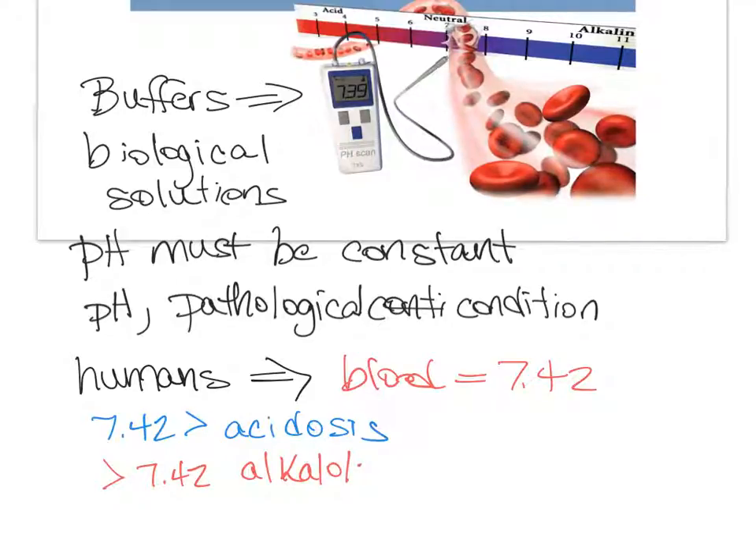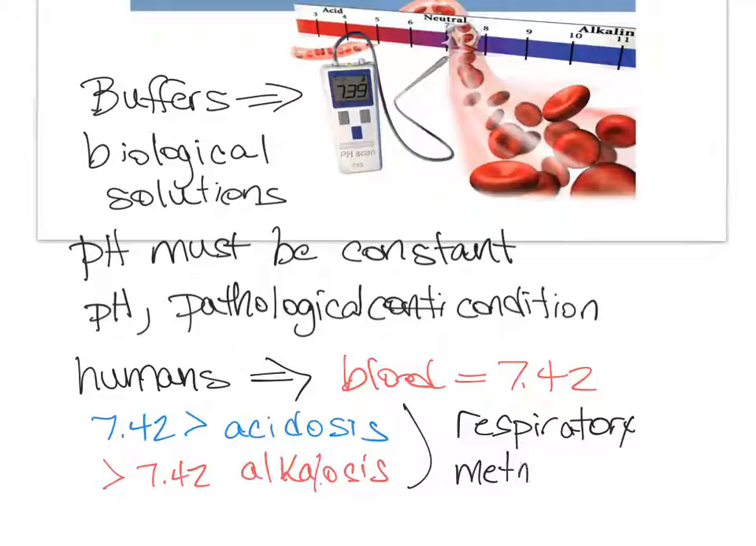Let me rewrite alkalosis. And the blood must be buffered or it can cause death. Typically, we see two different types of situations. We can see respiratory problems. We can see metabolic problems, or more specifically, in times when the liver or lungs are not functioning properly.